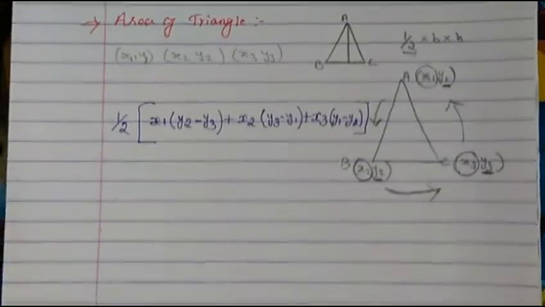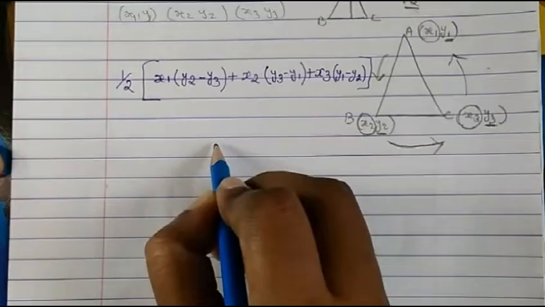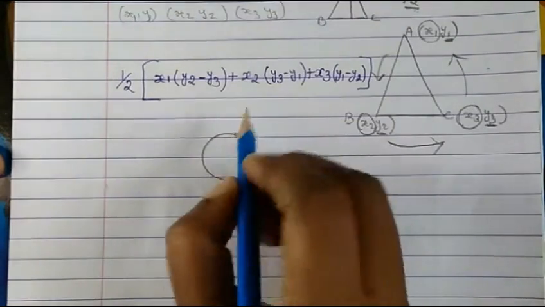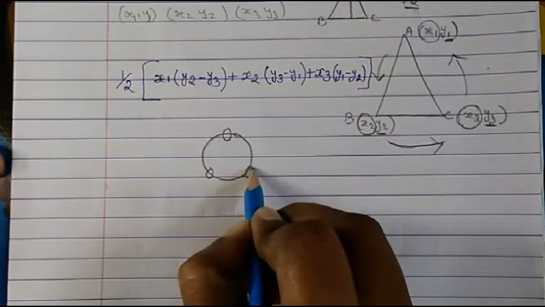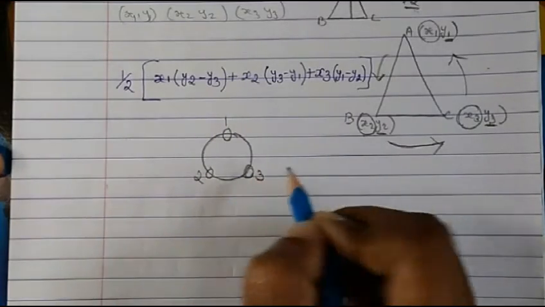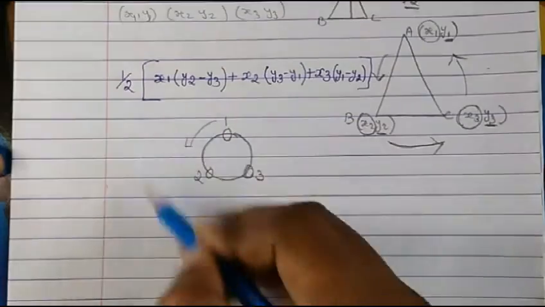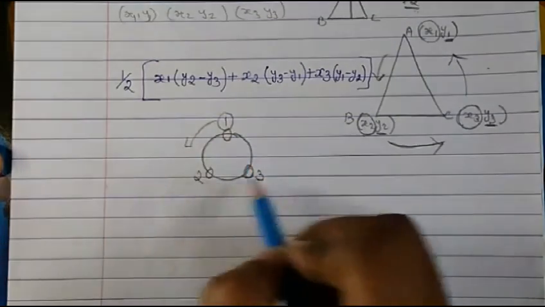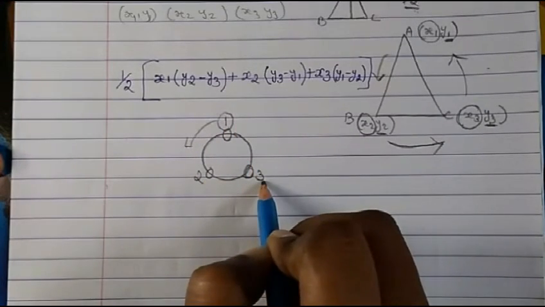Another way you can remember is like this. You can consider that there is a circle, with three points on it: point 1, point 2, point 3. The circle begins here, so you begin from here anti-clockwise. If this is 1, that means the x value. Consider these as x values. So x1 means y2 minus y3.